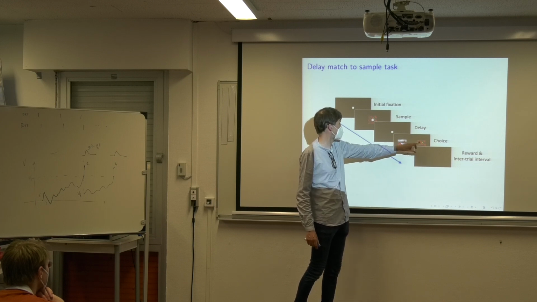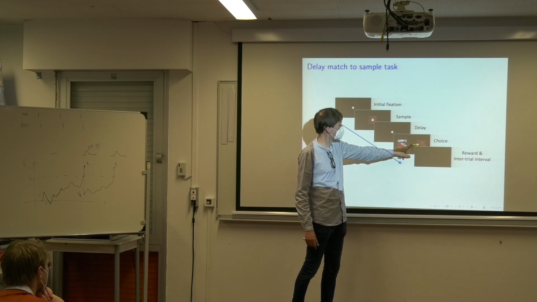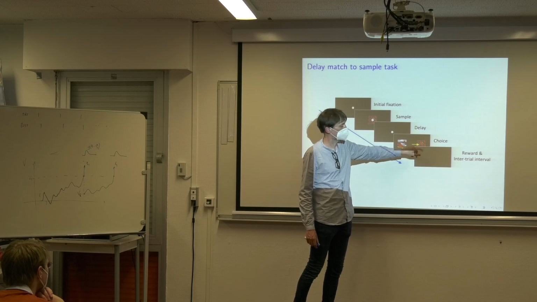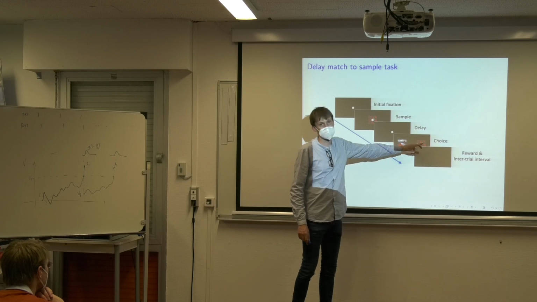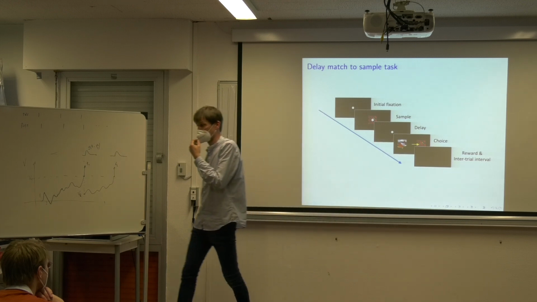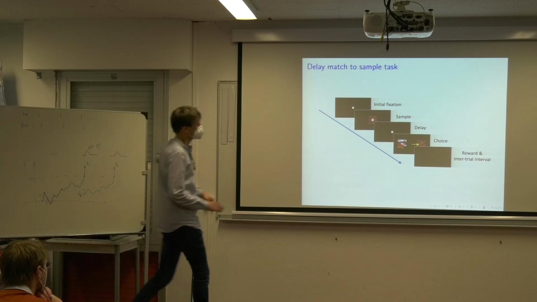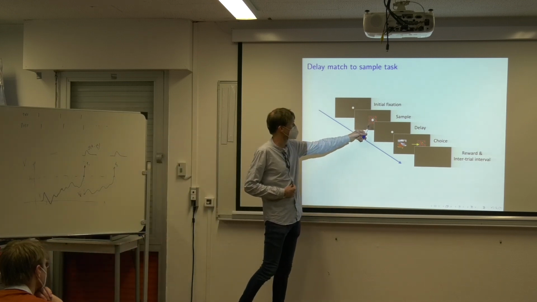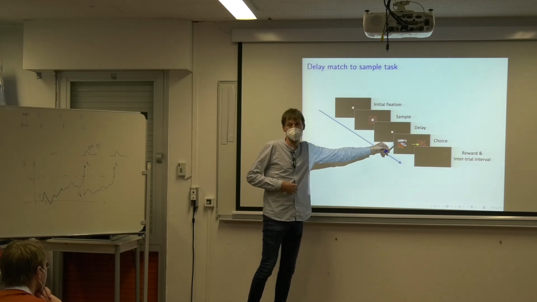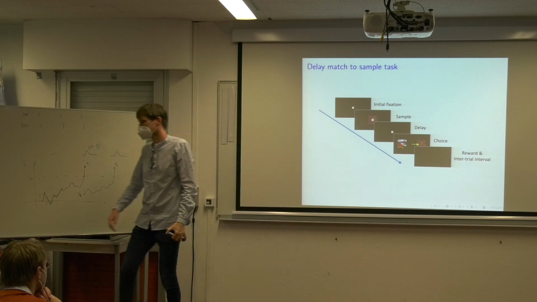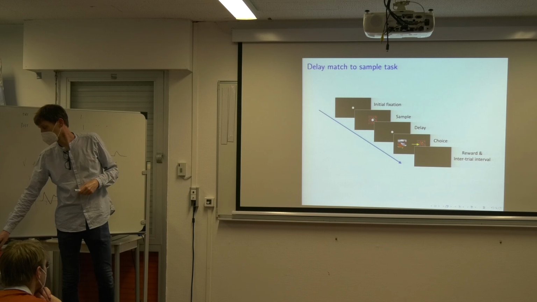And basically, as you can see, one of the two is the same as the sample. So the animal in this case has to go and look at the choice, or maybe in some versions just to touch the so-called match, the picture that matches the sample. And so for this reason, it's called delay match to sample task. The idea is that it's a very simple experiment where you can probe the mechanisms by how the information about the sample picture is maintained across this delay period. And the animal gets a reward if it gives the right answer.